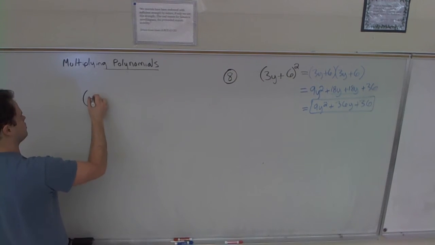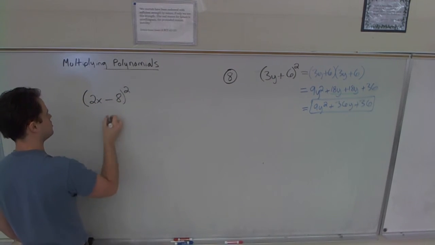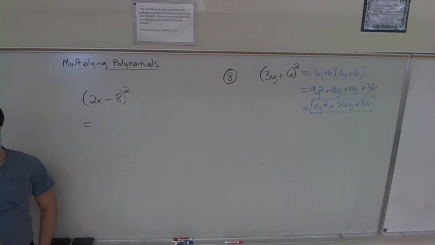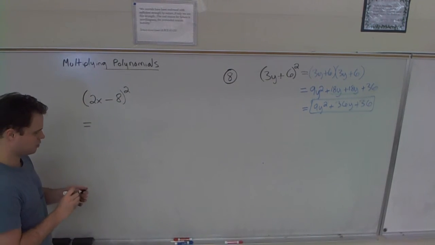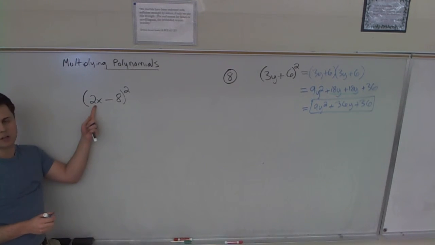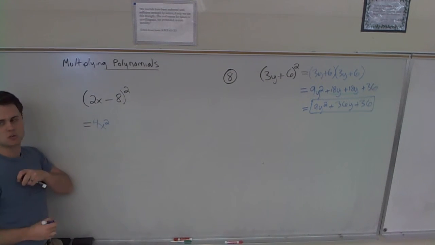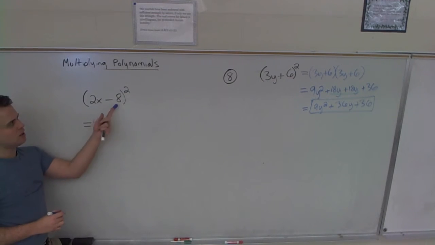So let's see, let's go 2x minus 8 quantity squared. Okay, so if we did it this long way, we'd go like this, right? You know what? Let me do it the short way first, and then we'll check it the long way. So short way is square the first thing. What's the first thing squared? Careful. What's the first thing all squared? 4 is 2 squared. x squared is x squared. What's the last thing squared?